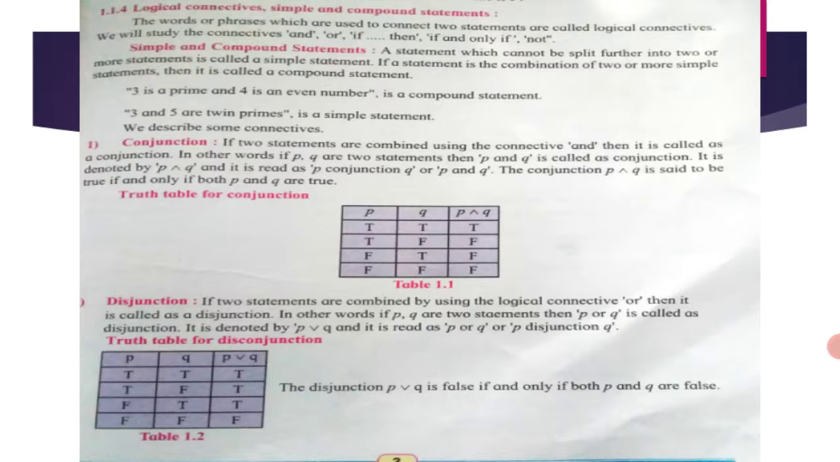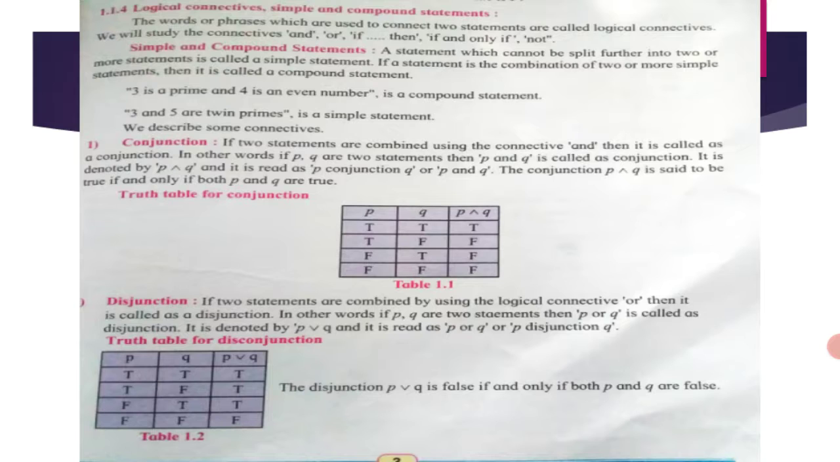What it says: the conjunction p and q is said to be true if and only if both p and q are true. So what we have to remember in this table is that if both statements p and q have the truth value true, then only is p and q, or p conjunction q, true. Otherwise, if any one of them is false, or both statements are false, then the conjunction of those statements is false. Disjunction: now the other type is disjunction. If two statements are combined by using the logical connective 'or', then it is called a disjunction.